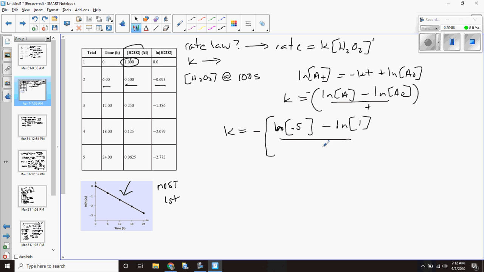And then this whole thing is divided by the time. It looks like we have a time of 6 hours. And there's a negative outside up front. Okay, so pause, and I'll put answers in here for this, and then we'll come up and we'll do the next part.